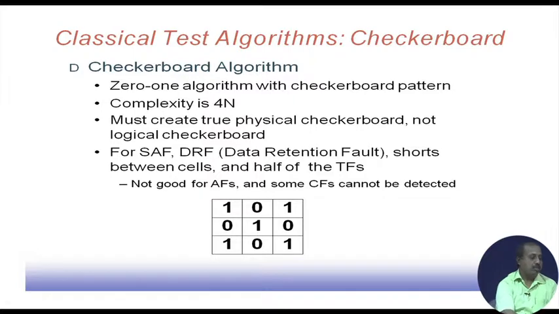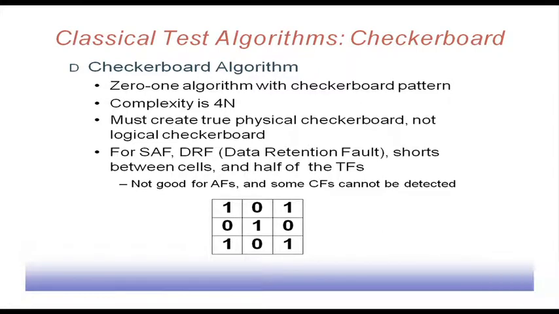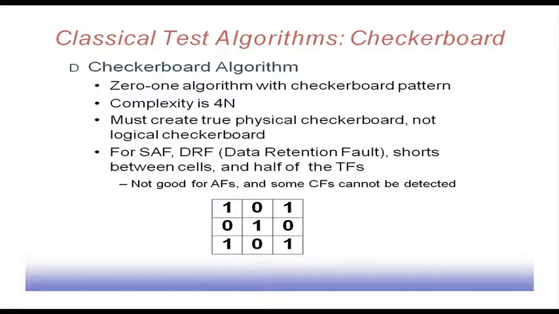This type of checkerboard algorithm is good for stuck-at faults and data retention faults. Data retention fault means we write some value there, and it is expected that the value will be retained, and after some time we again do a read operation. We find that the value has been changed. It is normally detected by 2 or 3 successive read operations. So, if the cell is leaking, then the data will get lost. That is the data retention fault.